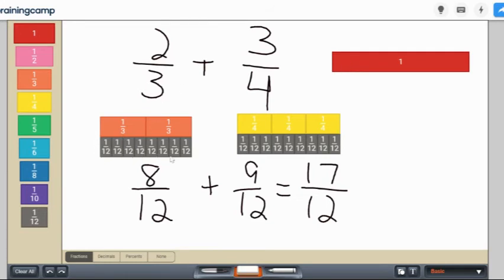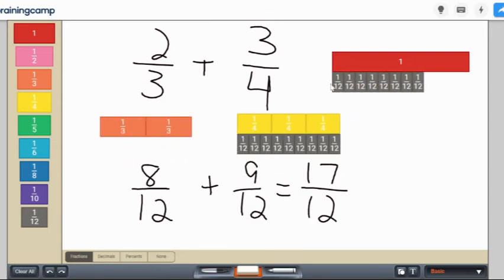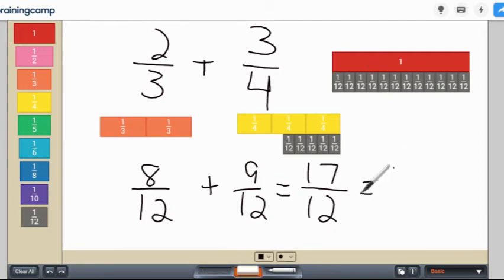And what we could do is just move these 12ths to the 1, and this will help the student try to figure out and understand that 12/12 equals one whole. So now we have 12/12 that equal one whole. So we have now one whole, and then how many 12ths left over? 1, 2, 3, 4, and 5.